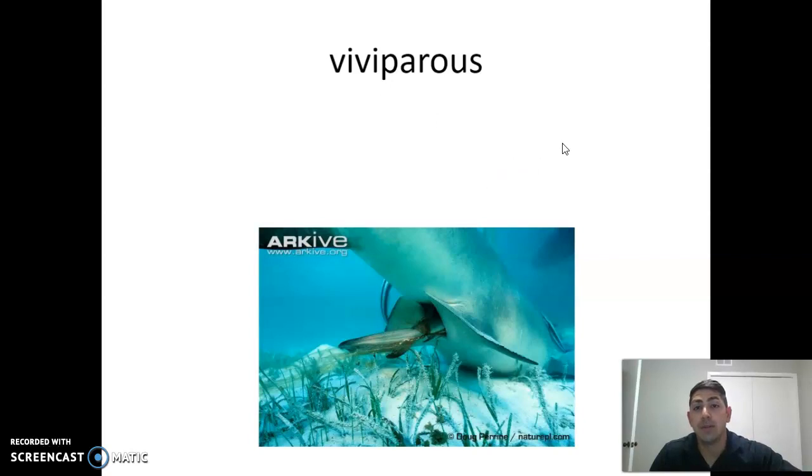Viviparous. Viviparous means live birth. So live birth is another way in which a shark can reproduce and have a living shark come out of the mother. So out of the uterus can come a living shark. So sharks are really unique in that they have a couple of different ways in which they can be born. They can be oviparous, like we just discussed, where they come out of a mermaid's purse, or they can be viviparous, where they are born living.